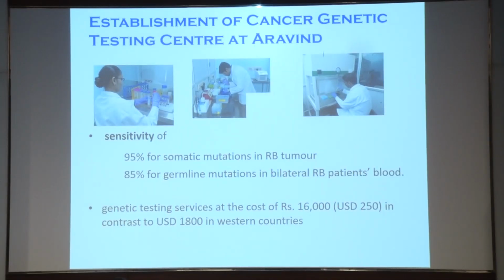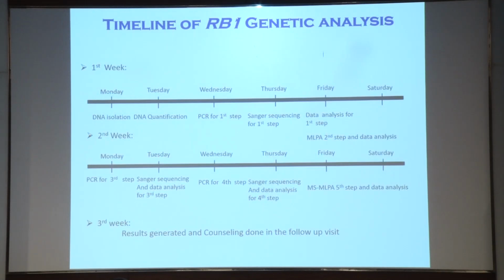Now, we established the genetic testing center, and we have a sensitivity of about 95% for somatic mutations and 85% for germline mutations. I would say we are not very behind the other established centers in the world. What's more important and relevant to us is that the cost has been brought down significantly from $1,800 to about $150 to $200.